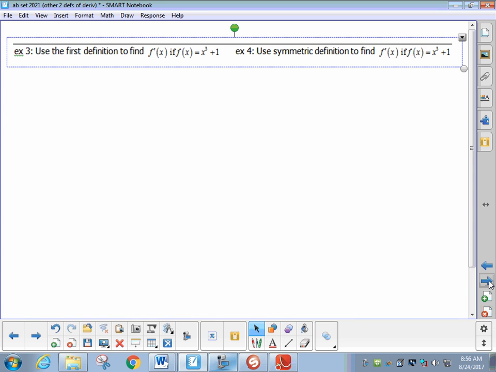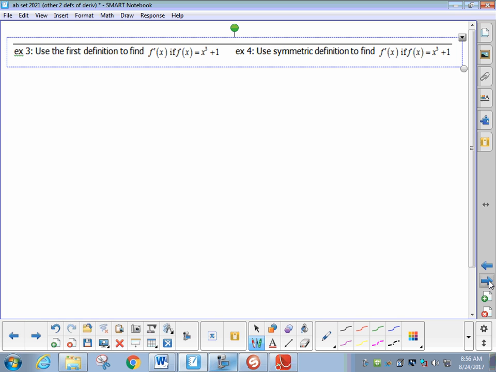All right. Okay. So, here we go. Using the first definition to find this cube derivative. Is this going okay? Are you with me? How did the homework go last night, finding the first definition derivatives? Pretty good or not so good?